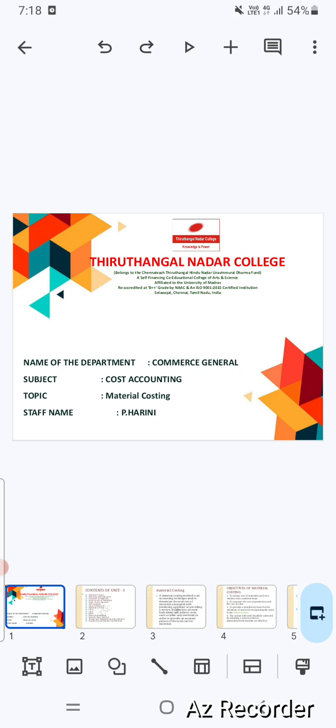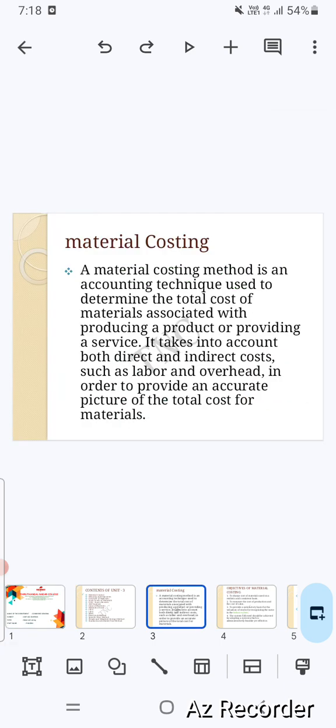In this video, we are going to discuss material costing. First, we'll look into the meaning of material costing. A material costing method is an accounting technique used to determine the total cost of material associated with producing a product or providing a service. It takes into account both direct and indirect costs, such as labor and overheads, in order to provide an accurate picture of the total cost for material.